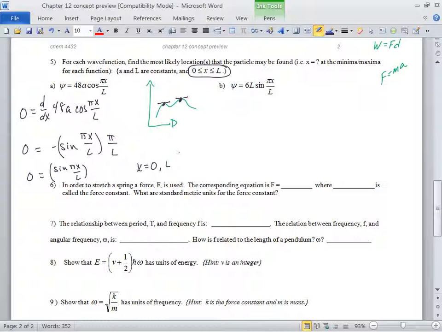Okay, the next one. I don't really know the unit circle, so. Okay, remember it. Let's review it.